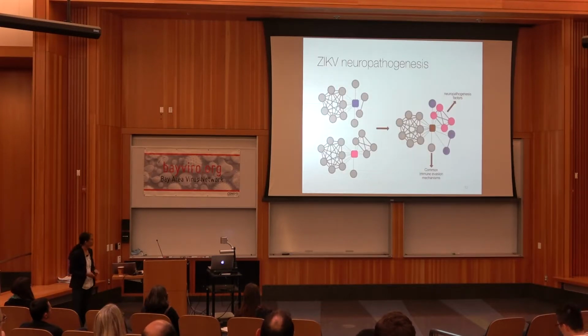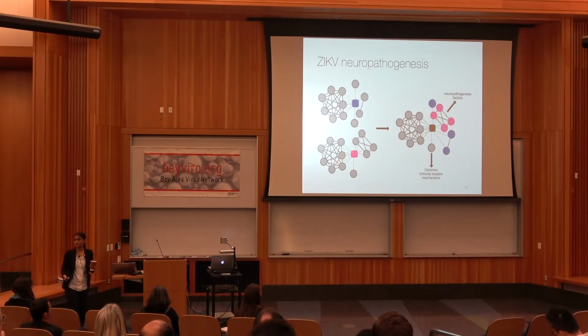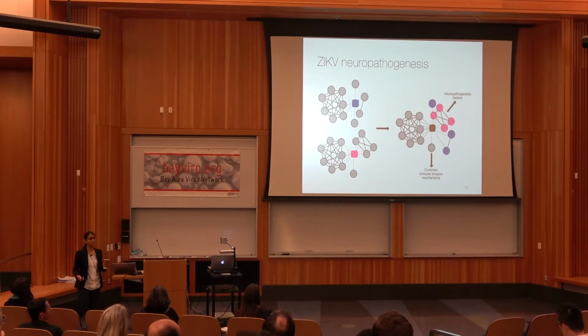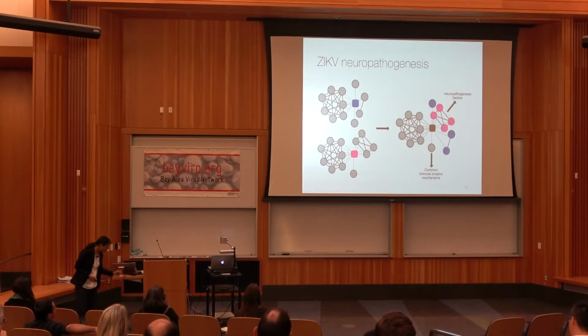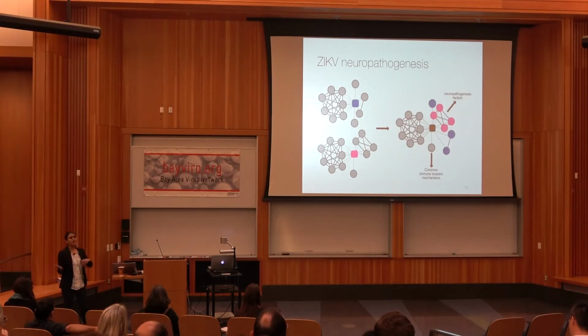Okay, so now I'm going to tell you about how we dug into the Zika virus data set to really understand whether any of these physical interactions might explain the neuropathogenesis associated with Zika virus. In the PAF1C example, I showed you how gene ontology enrichment analysis can help you identify some of the physical interactions that are most interesting.